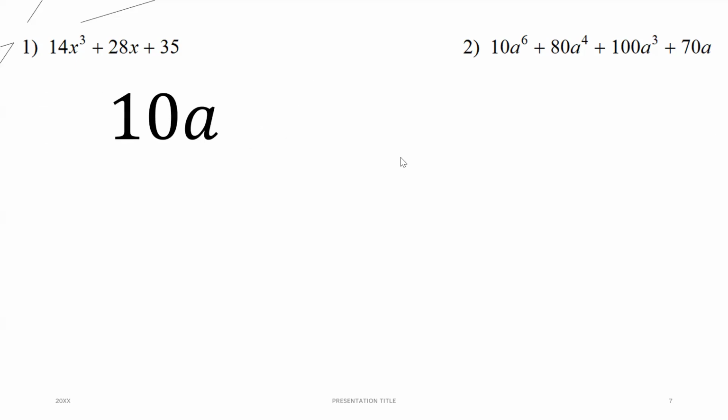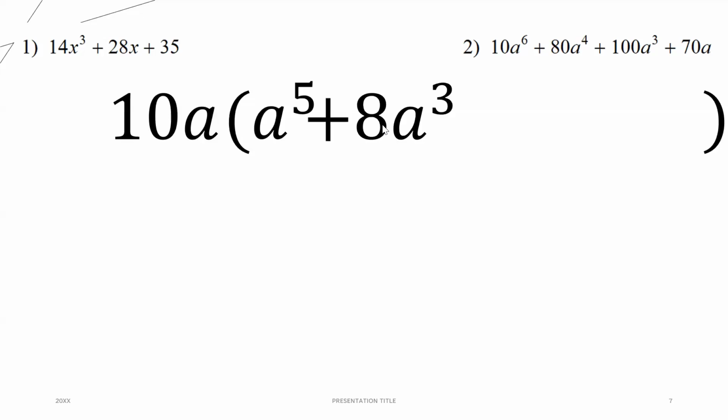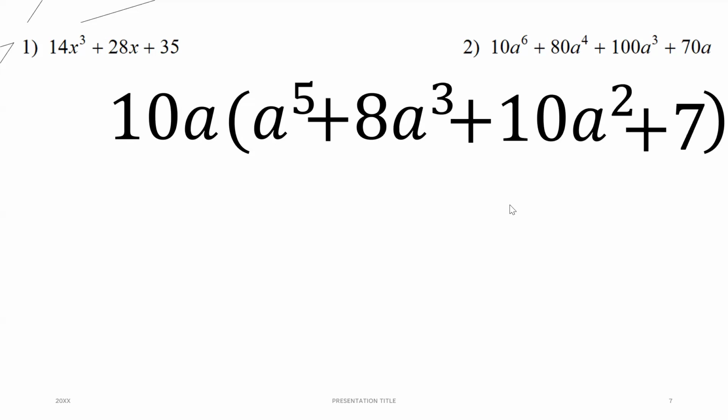Dividing each of those terms by 10a would give me, the first term would be a to the 5th. Second term would be 8a cubed. Third term would be 10a squared. Last term would be 7. Final answer, factored. You can always check yourself by distributing it back in.